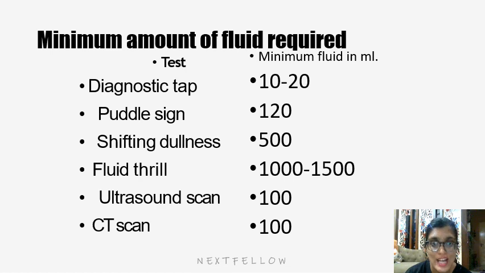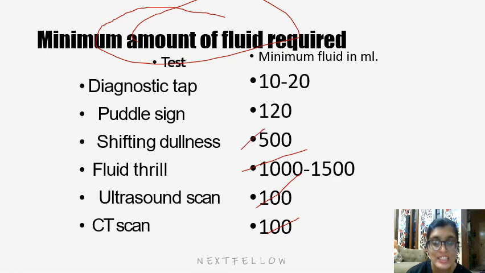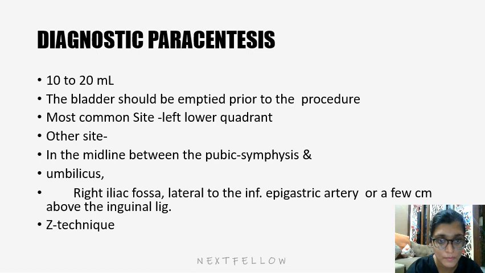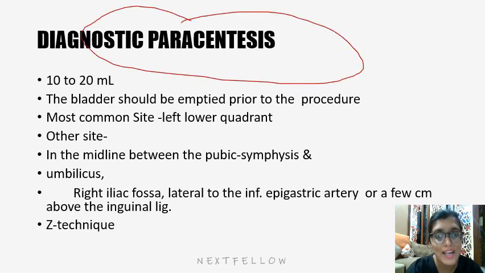So this question is asked: what is the minimum amount of fluid required to detect by CT scan? It's 100 ml. By USG it is 100 ml. Fluid thrill is 1000 to 1500 ml. Shifting dullness is 500 ml. Puddle sign will detect a fluid of 120 ml, and for a diagnostic tap the minimum fluid requirement is 10 to 20 ml.